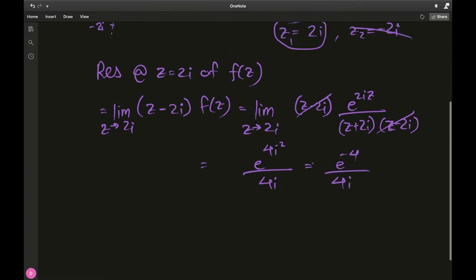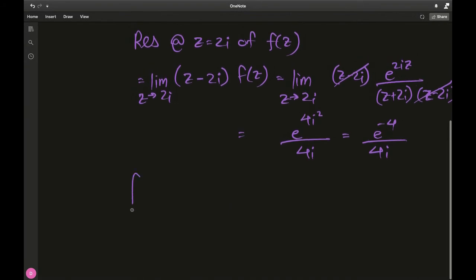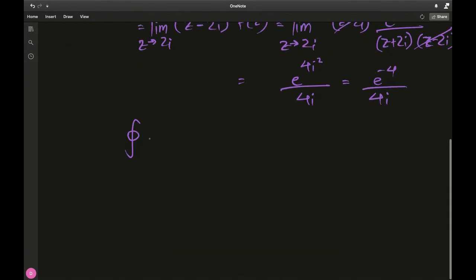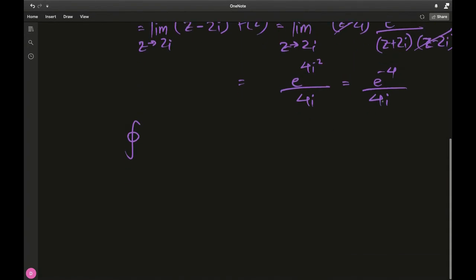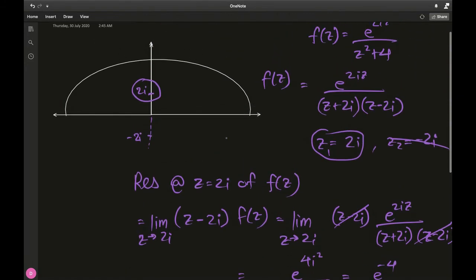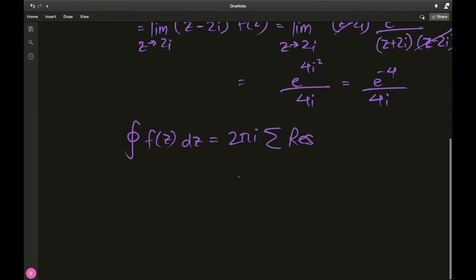But how is this residue actually useful? That's because of the residue theorem, which says the contour integral of this contour, which contained this pole at which we calculated the residue, is always equal to 2 pi i times the sum of residues inside that region. Since we only have one singularity we need to worry about, we got one residue. The sum of residues is just that, so e to the negative 4 divided by 4i.